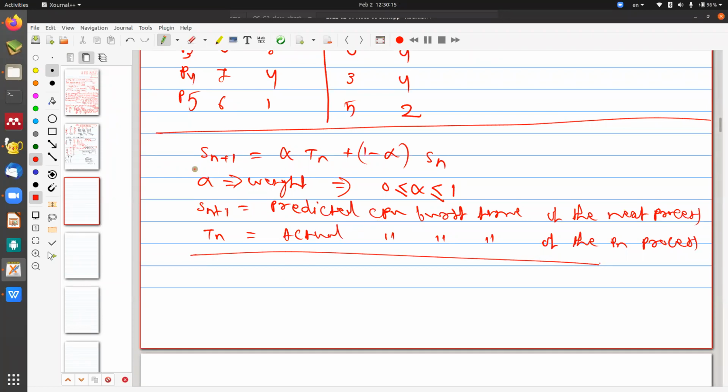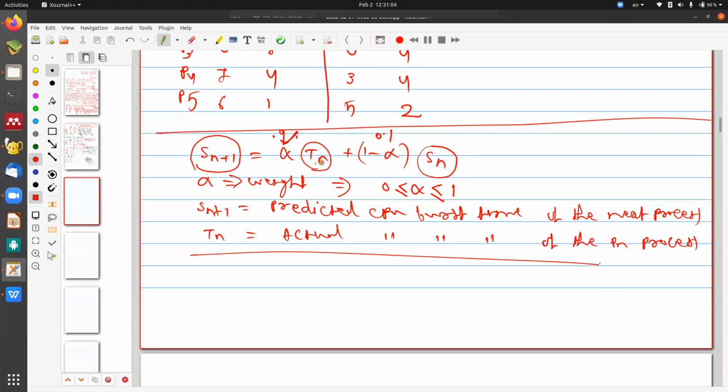What does it mean? When you want to calculate the predicted time of the next process, you use the previous process's actual time and the previous process's predicted time. With a certain probability, you give alpha weight to one and 1 minus alpha weight to the other, and then you can predict the next one. Suppose alpha is 0.9 and this becomes 0.1. It means that while computing the predicted time of the next process, you give more importance to the actual time, so your predicted time depends mostly on the current actual time.